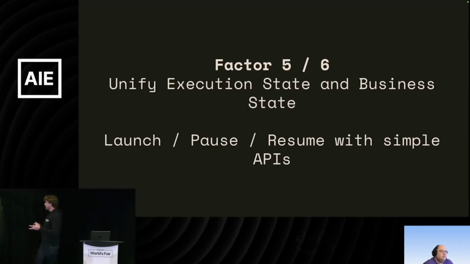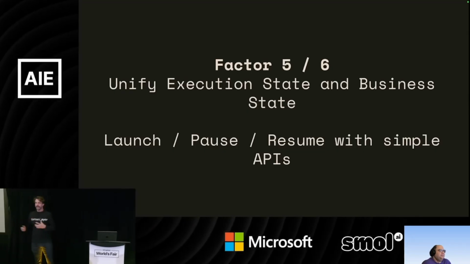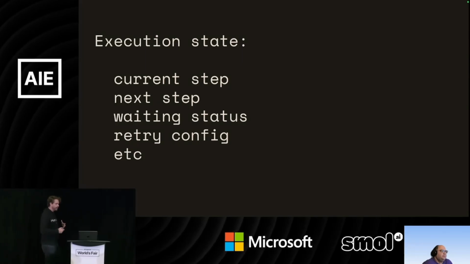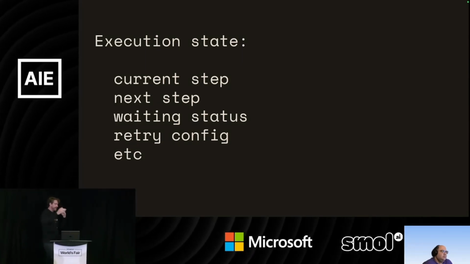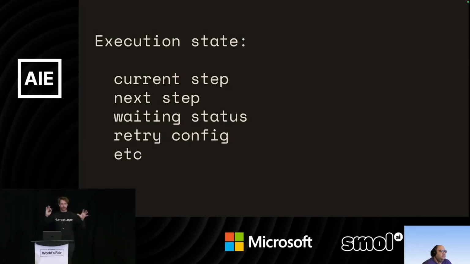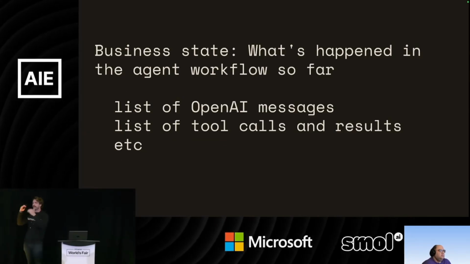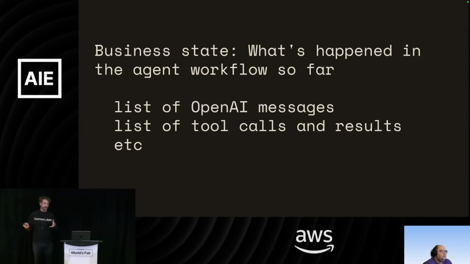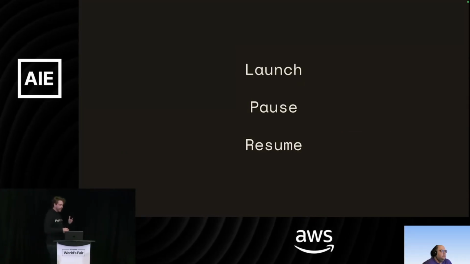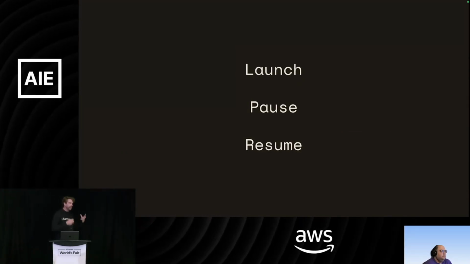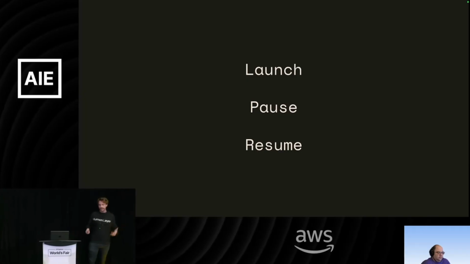And this leads right into how we manage execution state and business state of our agents. A lot of tools will give you things like current step, next step, retry counts. All these DAG orchestrators have these kinds of concepts in them. But you also have your business state. What are the messages that have happened? What data are we displaying to the user? What things are we waiting on approval for? And we want to be able to launch, pause, resume these things like we do for any standard APIs.